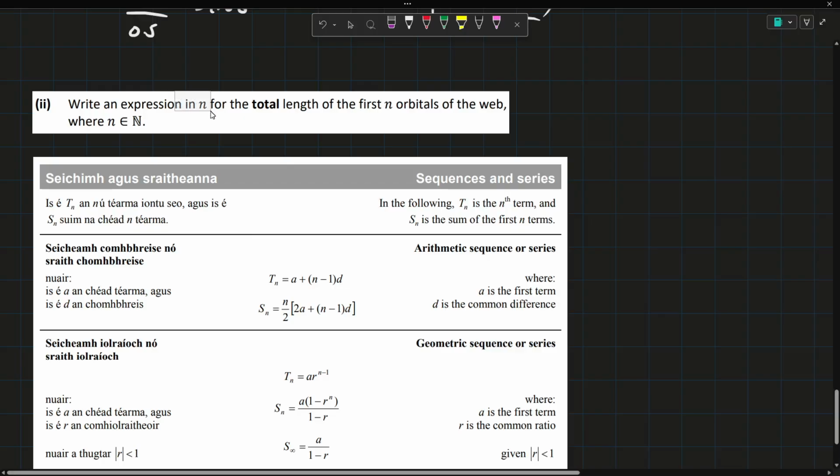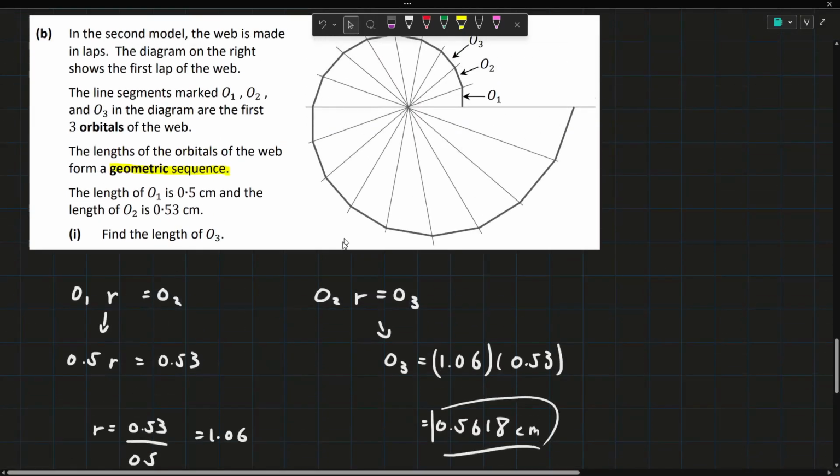Then we're asked for an expression in n for the total length of the first n orbitals. So you have to be careful here.